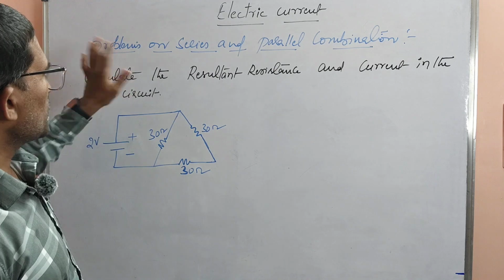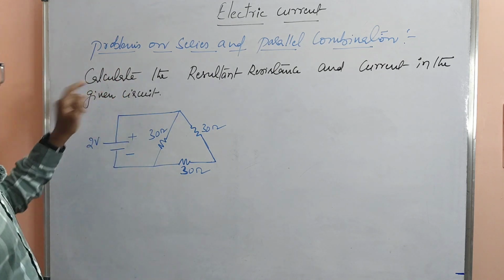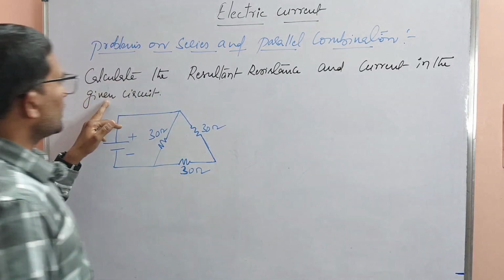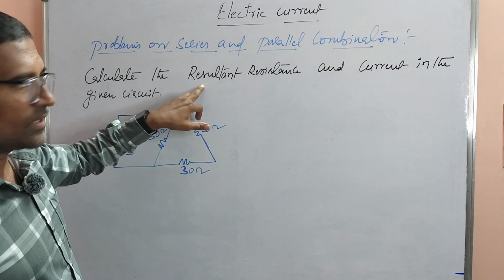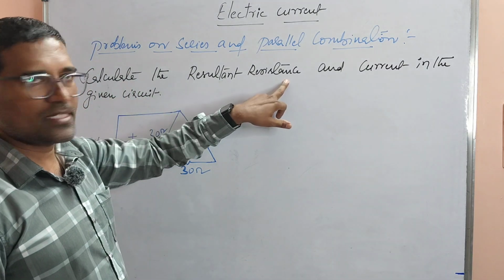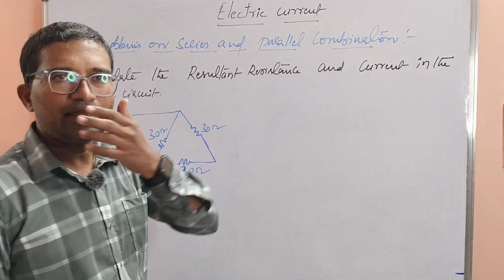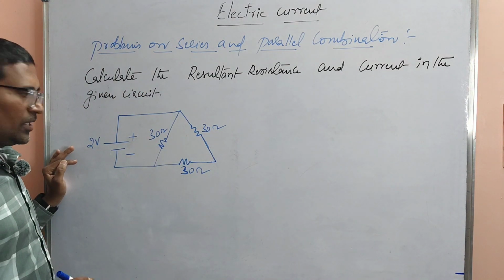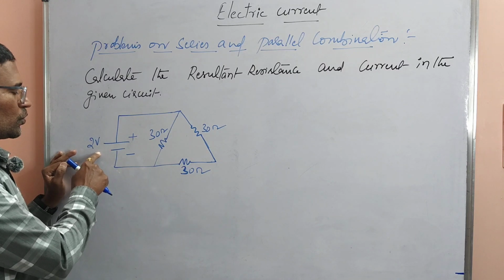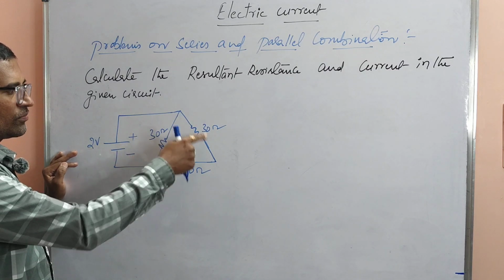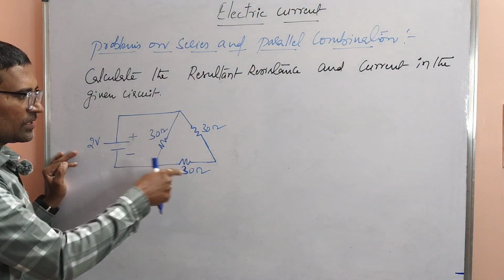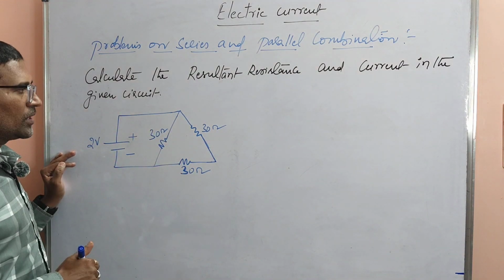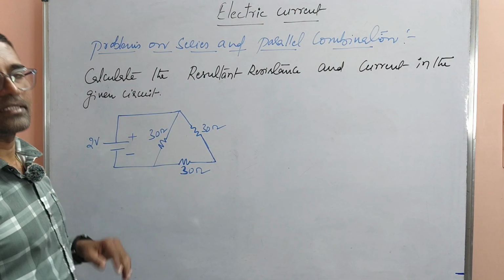Now the first problem is as follows: calculate the resultant resistance and current in the given circuit. We are asked to calculate the resultant resistance as well as the current present in the given circuit. The circuit is given like this. We have a 2-volt battery and 3 resistors, connected according to the diagram. Now we have to calculate the equivalent resistance.